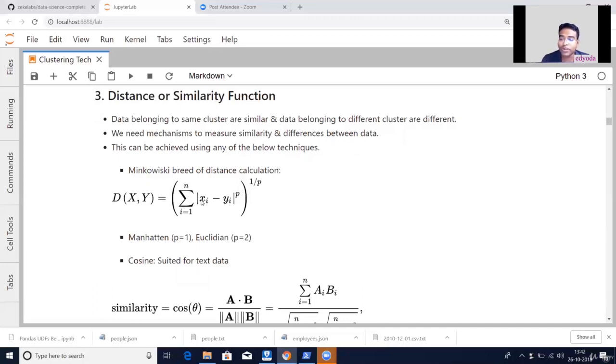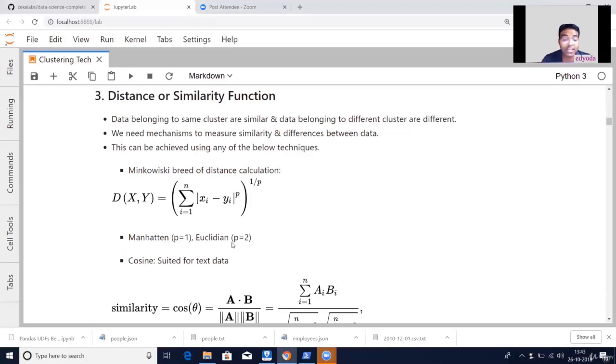Okay, so what you're doing here, for each column x_i, y_i, where i is a column number, you're finding the difference between x and y and squaring it up. In the case of Euclidean, that becomes Euclidean distance, and p is equal to 1 in the case of Manhattan distance. So this is what it is.